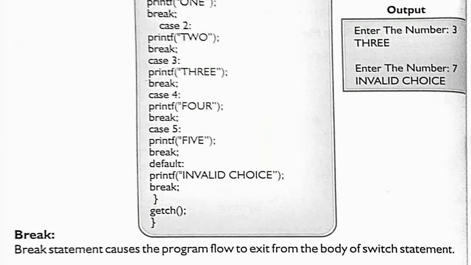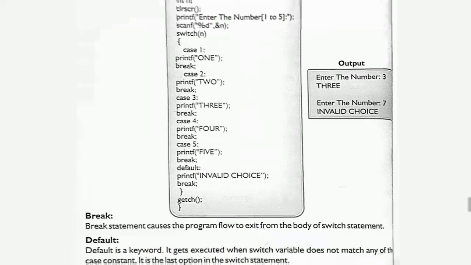If the user enters a value which is not inside the limit of 1 to 5, then you can see that there is an option for that, default. So if you enter any number which is not within the limit of the given conditions, then you will get an output that you have entered an invalid number.